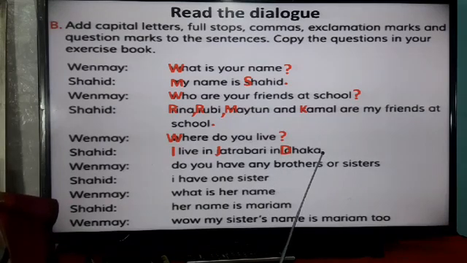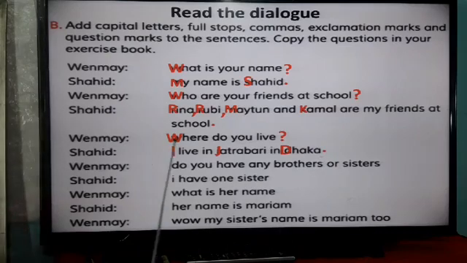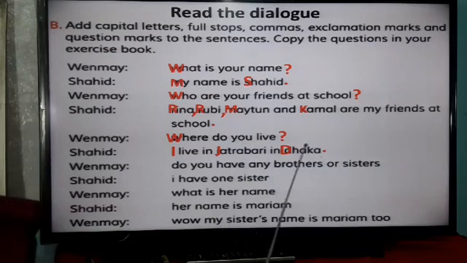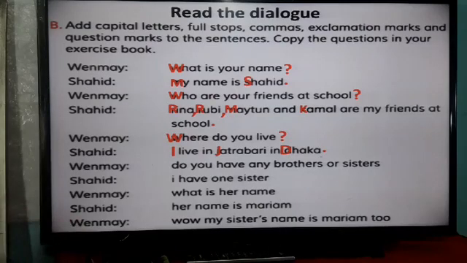And Dhaka, it's a name, we have to use capital D. And at the end, we have to use a full stop. I live in Jatrabari in Dhaka. Then when Mithun says, do you have any brothers or sisters? Then Shahid says, I have one sister. So you have to use capital letter and punctuation mark.